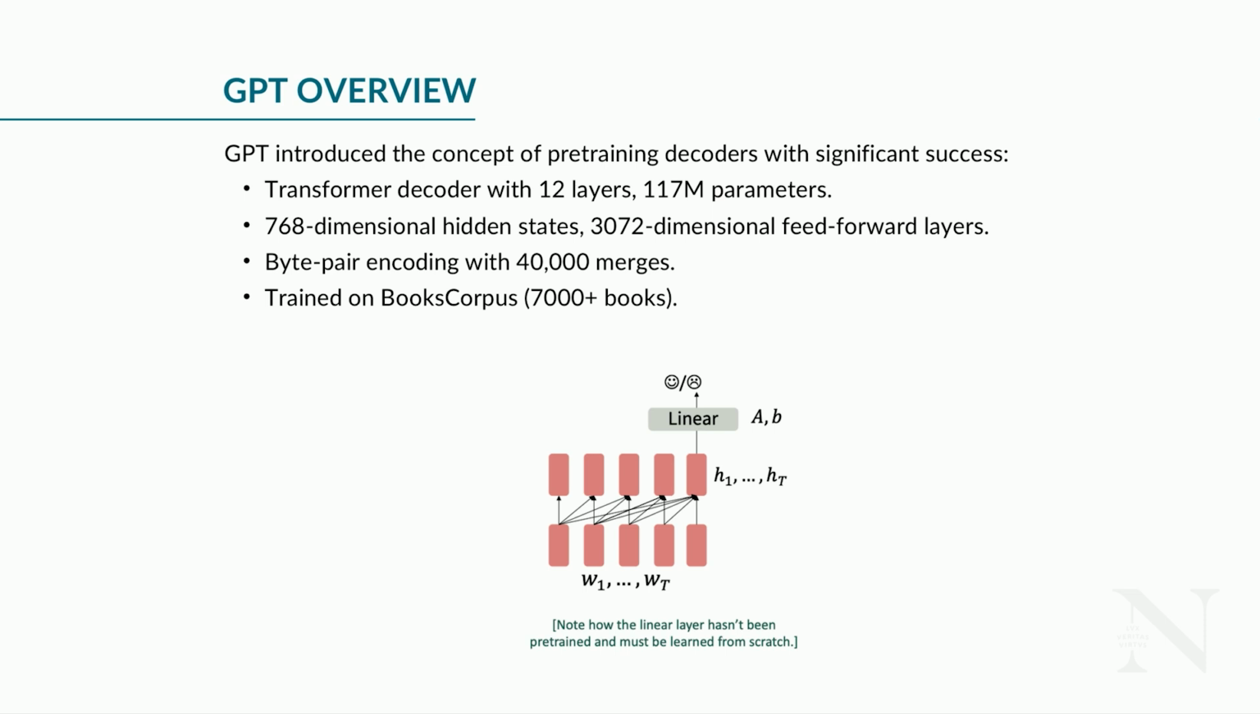The first GPT model that was introduced had 12 layers with 117 million parameters. This model used a technique called byte pair encoding with 40,000 merges to tokenize words, and it was trained on BookCorpus with about 7,000 books.